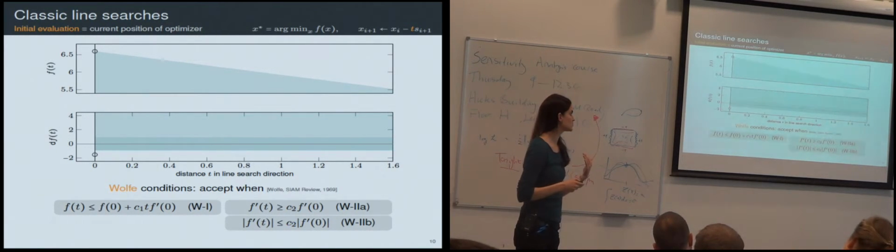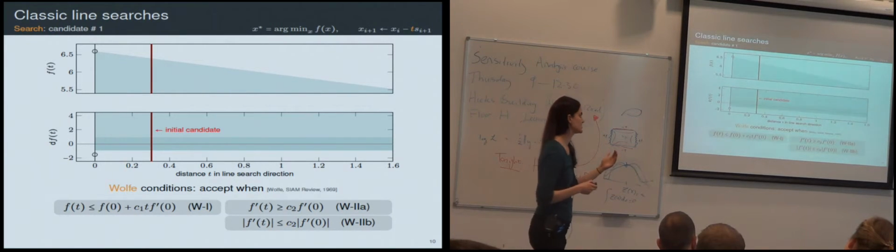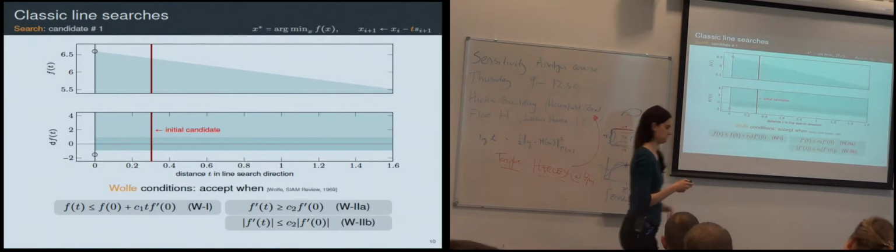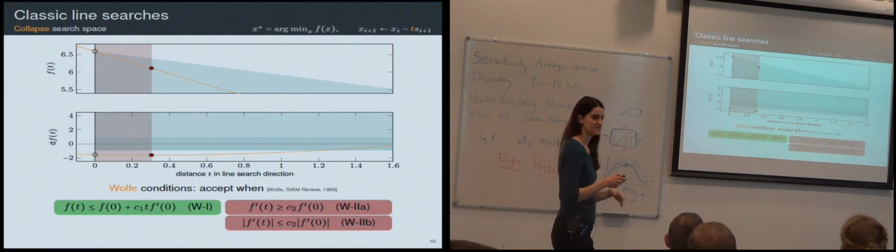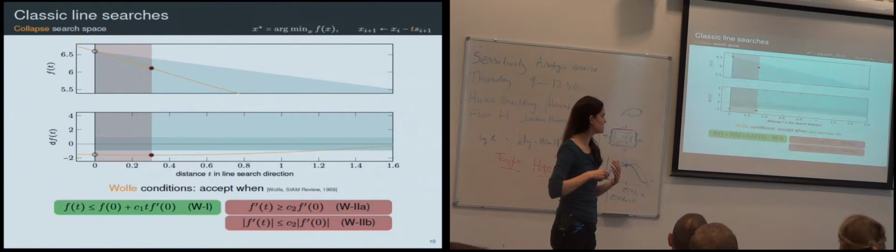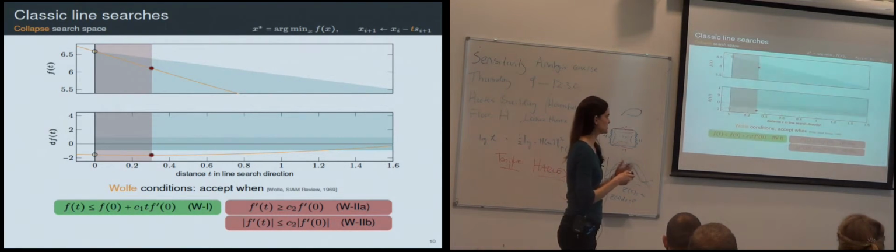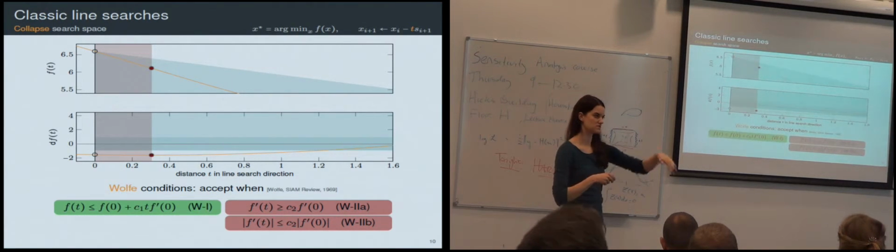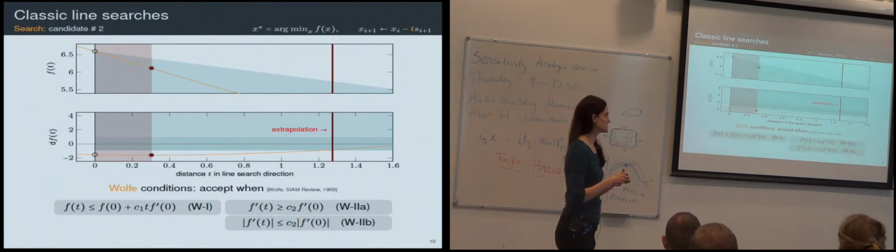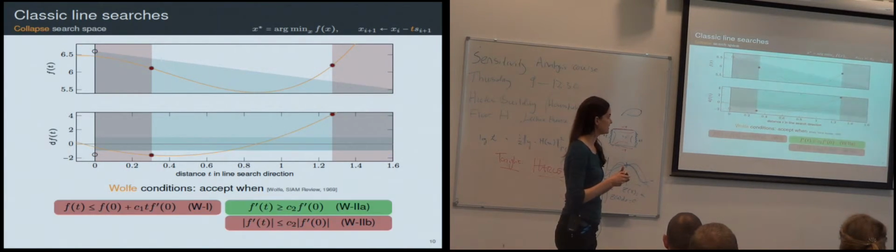Okay, then the line search just tries out one initial step size. So it's going to evaluate here. It finds a value, and it will not accept this because the gradient is not inside of the green region. So it's just going to try further out to the right because the gradient is still negative, so it knows it's still going downhill. So it's going to do one extrapolation step. It evaluates there, and now it finds that the gradient is positive. So somewhere in between there must be a minimum.